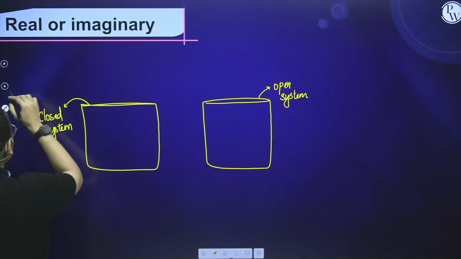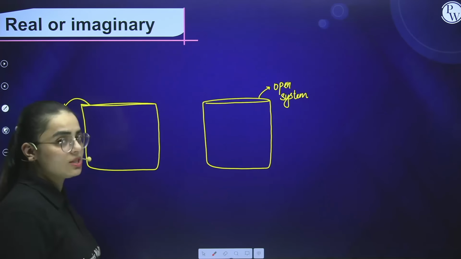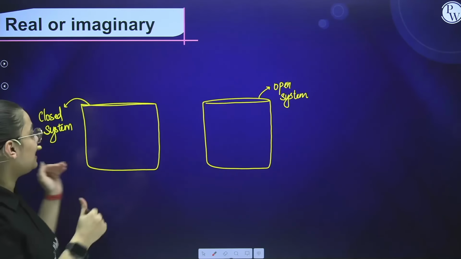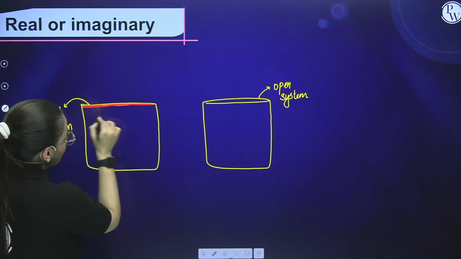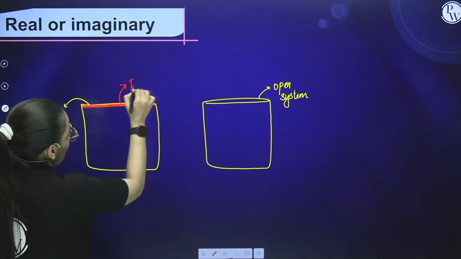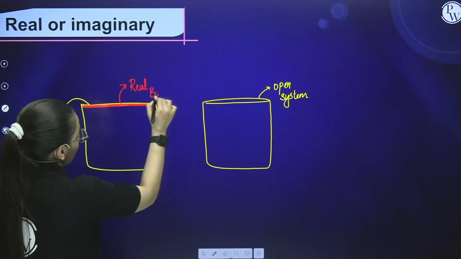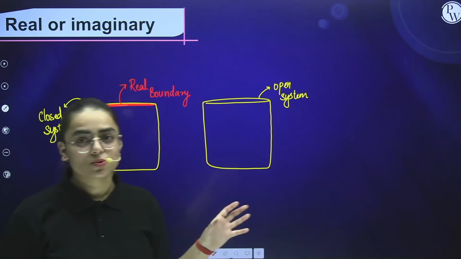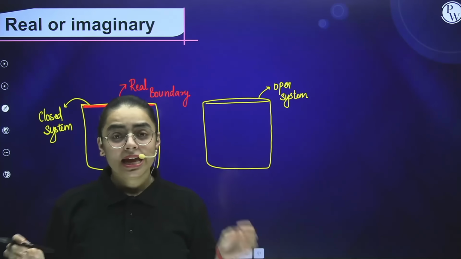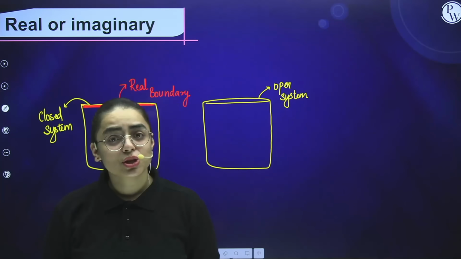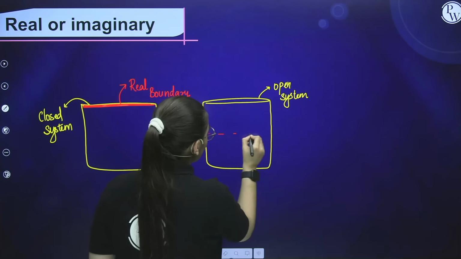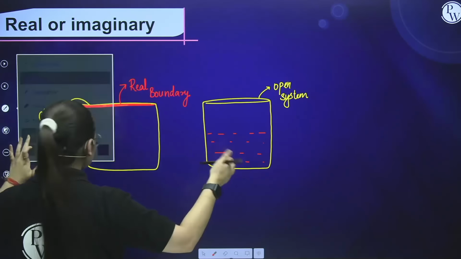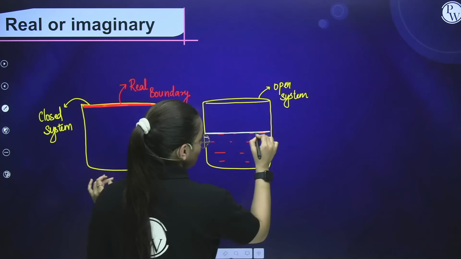Now what happens over here, the real boundary is the one which is visible to us. For example, in the case of a closed container or closed beaker, we can easily see this line that it is closed from the top. That means this boundary is a real boundary. But when I'm talking about an open system, students, I am unable to see any boundary. But yes, here lies an imaginary boundary. Which imaginary boundary? For example, there may be some liquid present in this beaker or in this system. So the uppermost layer, this layer, is an imaginary boundary.